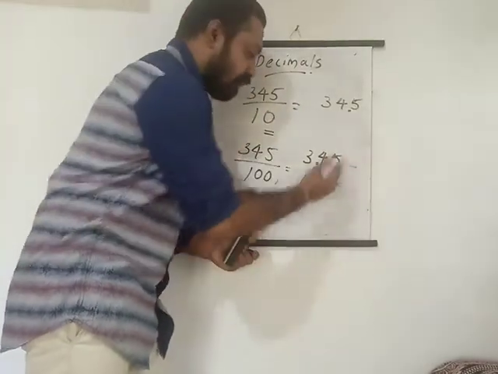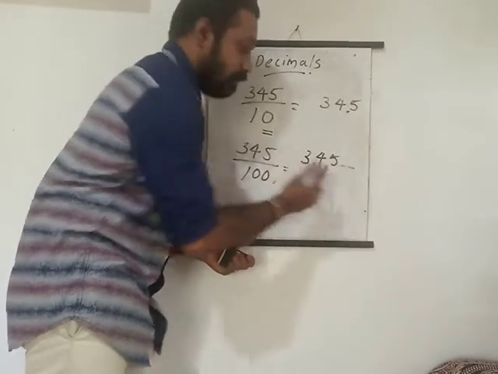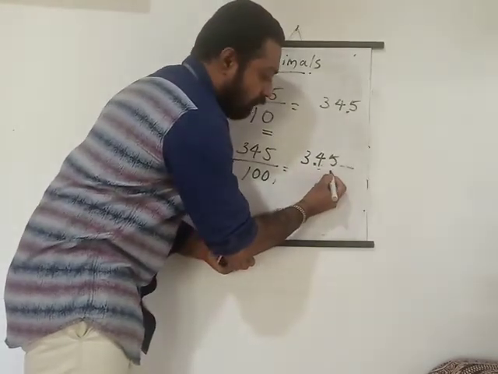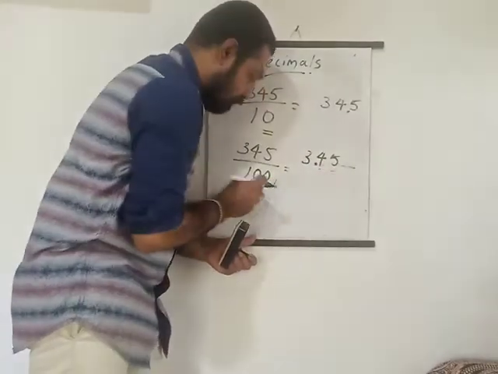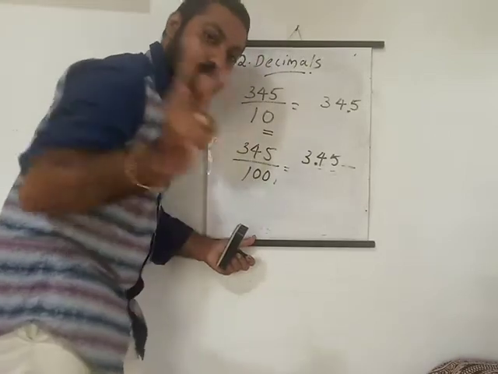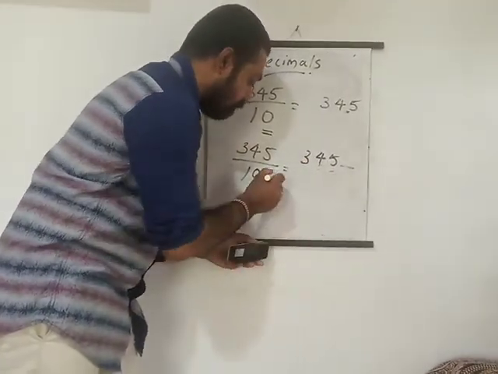After the point, how many digits do you have to count? The same as the number of zeros. You can see that after the point, how many digits? 1, 2. So 2 digits are there. How many zeros are in 100? 2 zeros. Then what about 1000?